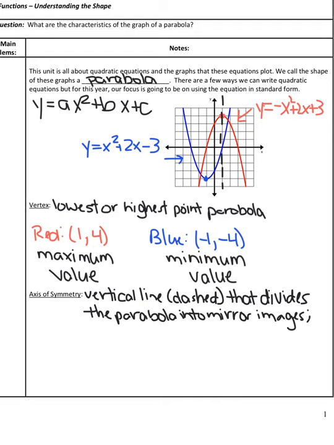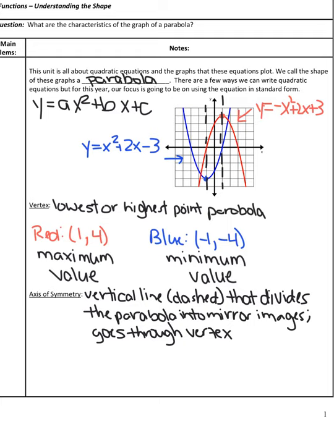And then I'm going to make a note that it always goes through the vertex. It's the vertical line that is dashed that divides the parabola into mirror images and goes to the vertex. So I drew it on the red one. I'm going to also draw it now on the blue one. If you printed these notes, you should draw it as well.